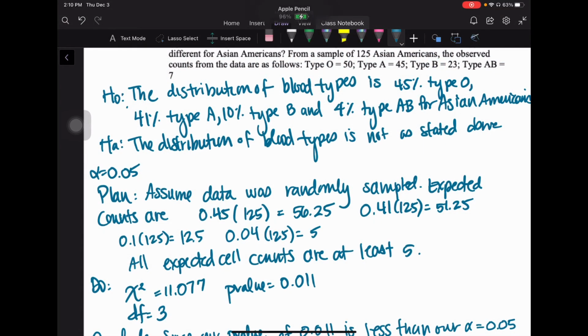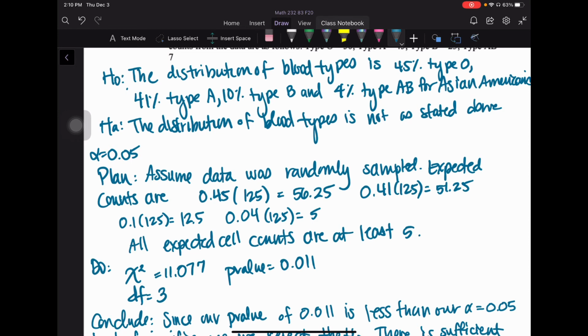Finishing up on this last question, for our null hypothesis, we have that the distribution of blood types is 45% for type O, 41% for type A, 10% for type B, and 4% for type AB for Asian Americans. And this would be matching whites in America. The significance level we're going to use is 0.05.